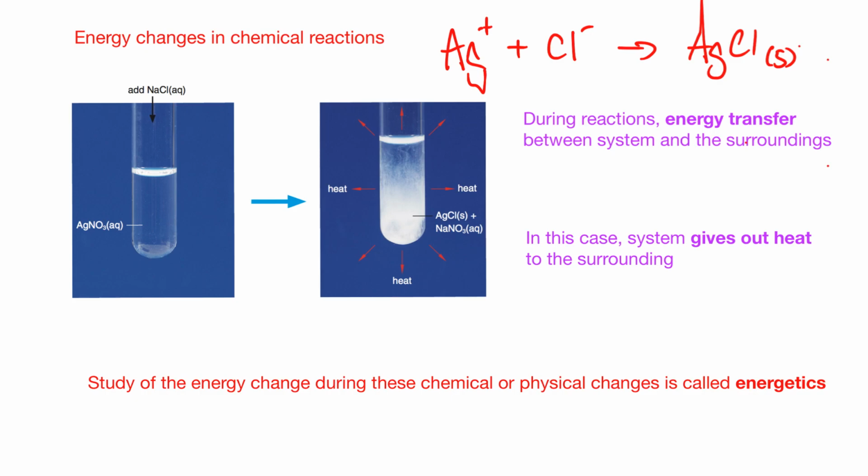So in this case, when these two chemicals react and form this precipitate, energy in the form of heat is given out in all directions. The system is releasing energy to the surroundings. When we study this kind of energy change during chemical or physical changes, we call this study energetics.